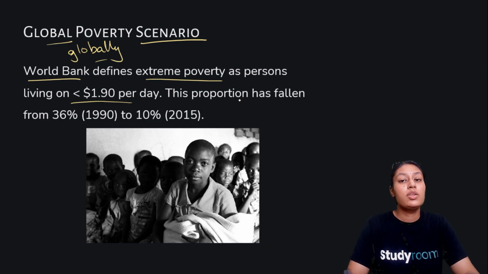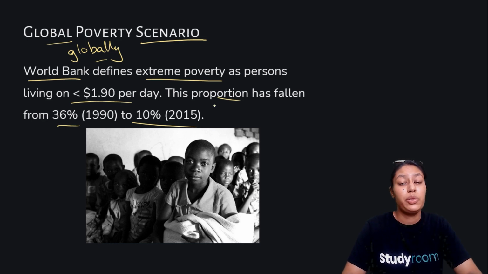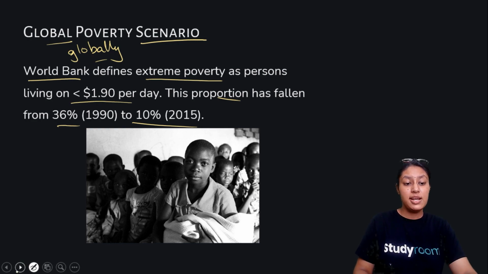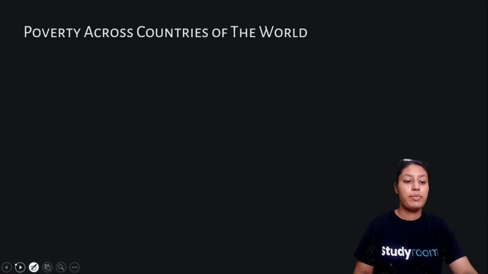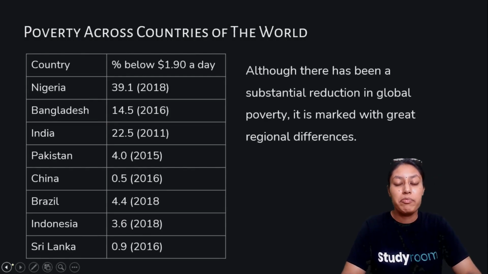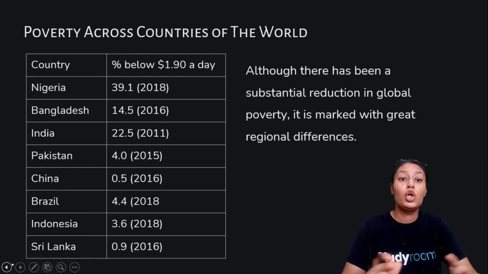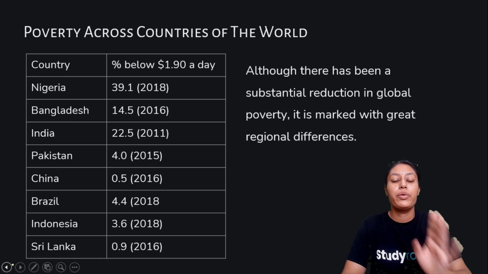Now, the data has improved, which means the proportion, which was 36% in 1990, has fallen to 10% in 2015. The data has improved, but if we count in numbers, there are still a lot of people who need upliftment. Since we are looking at it globally, let's see it with reference to other countries.